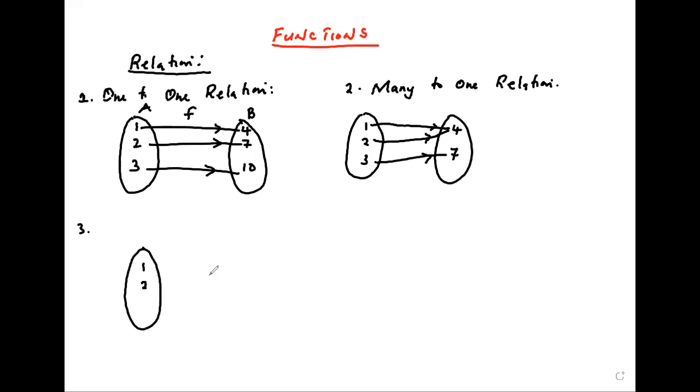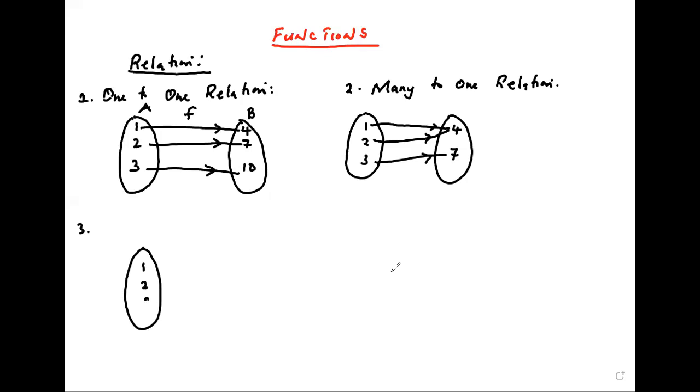Now take 1, 2, 3 on this side and maybe only 4 and 7 on the other. It so happens that 1 goes to 4, 2 goes to 4, and 3 goes to 7. Still a relation, but now because I've got 2 numbers on the left going to 1 on the right, it's not one-to-one, but many-to-one. Still a relation, because I've got 2 going to 1.